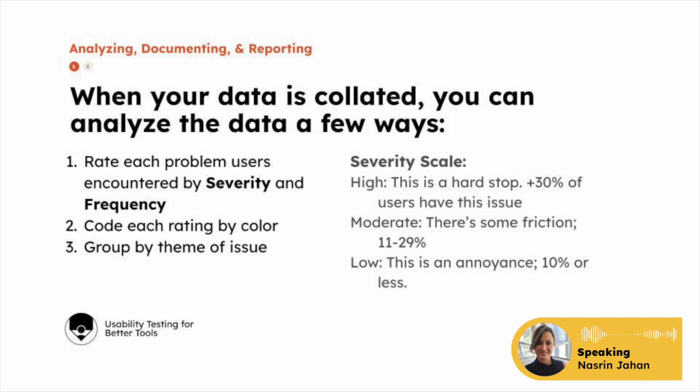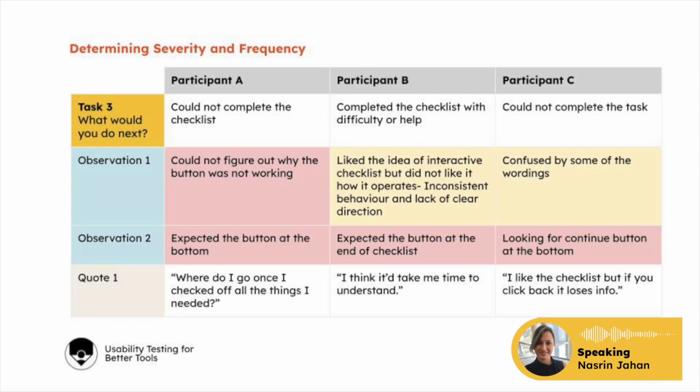And when you have this severity, you can code each rating by color and group by theme of use. In my case here, all the participants expected the button at the bottom. I have it red because it's a theme, and it stopped them from performing what they wanted to do. The yellow one is that they were confused by some of the wordings. Not all of the participants had that, but a fair number, 11 to 29%, had that problem. So that is moderate. So you have an idea here of how to color code your themes so that whenever you create the report, or even want to see a bird's eye view, this helps a lot, like where to focus and what to talk about.